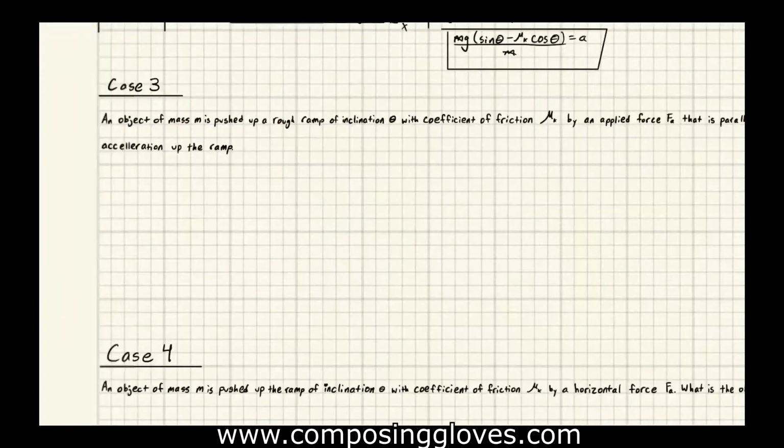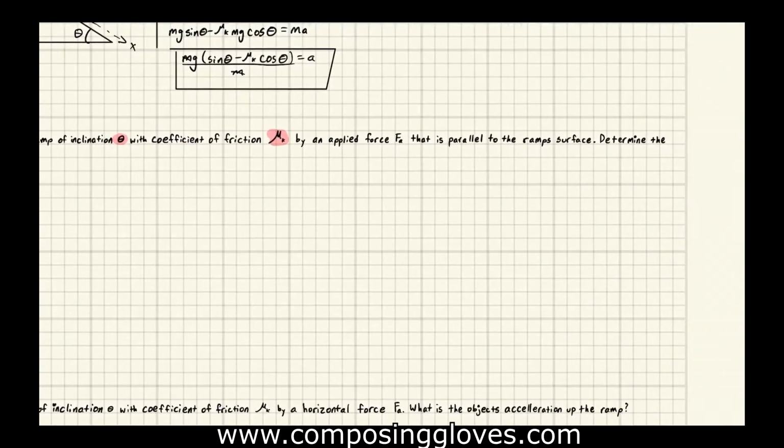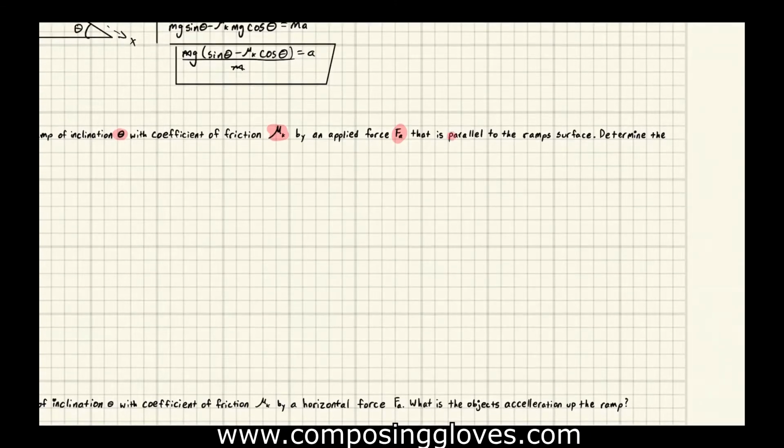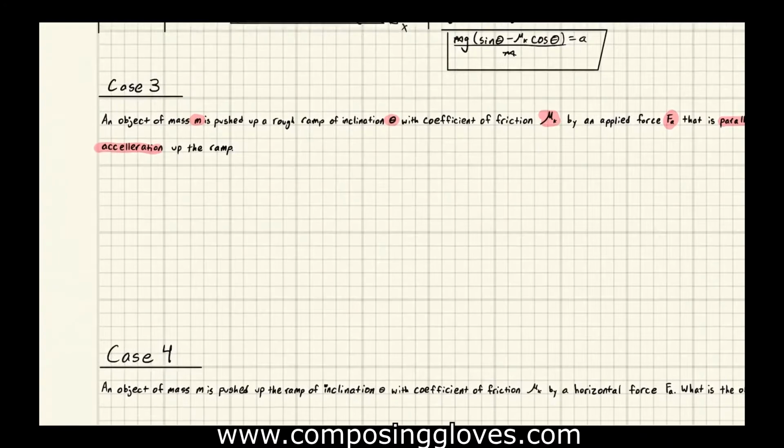So here we've got an object of mass m. Whoops, that's an eraser. I want a highlighter. Of mass m is pushed up a rough ramp of inclination theta with coefficient of friction mu sub k. So we're given theta, mu sub k, m, all the standard stuff from before. But now we have an applied force, and that's F sub a, capital F. So we say, okay, we've got an applied force, and it is parallel to the ramp surface. Determine the acceleration up the ramp. Oh, this is, well, that's new.